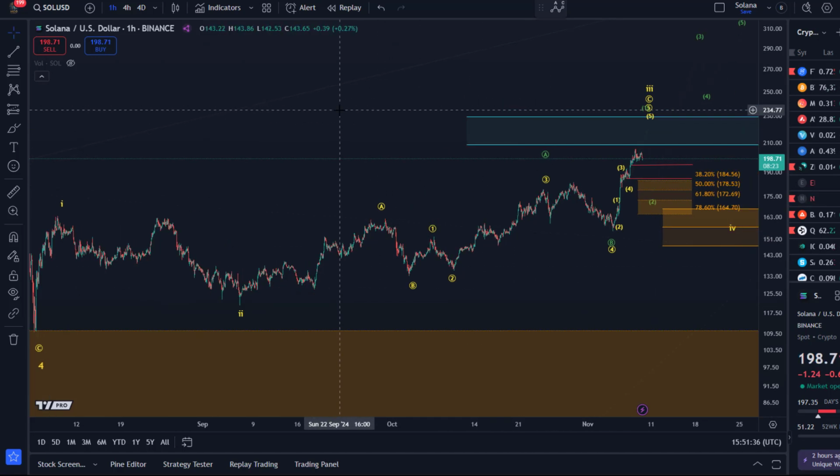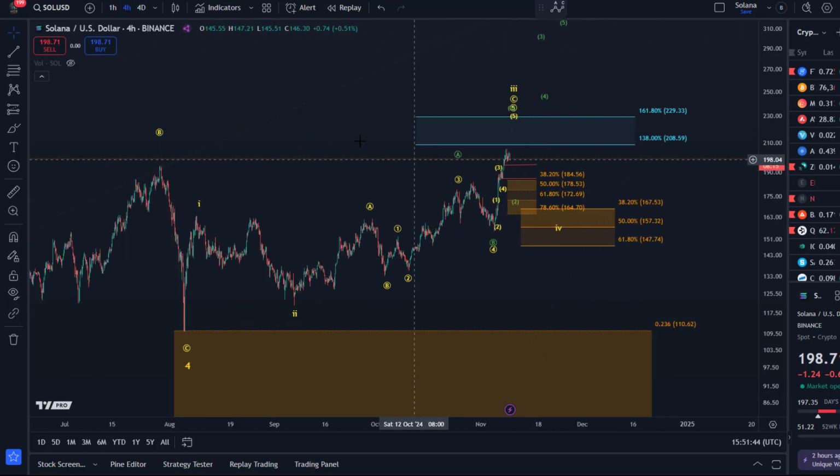The structure hasn't really changed since yesterday. We want to take a look at the microstructure here as well, but overall, if you watched the previous videos, then you are well informed.